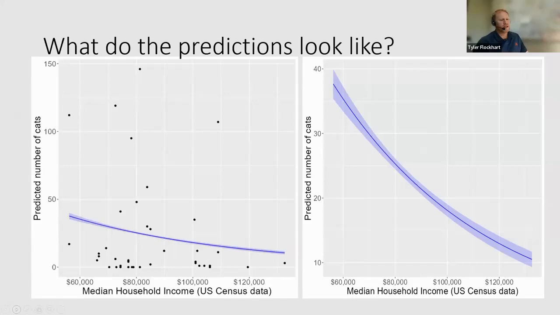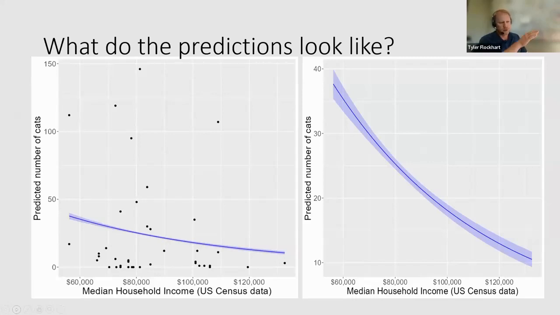But when we take that same relationship and actually plot the data on it, here we're looking at the dots, which are the actual number of cats and the median household income in the locations where they were sampled. We can see that there's quite a bit of variation in that data.